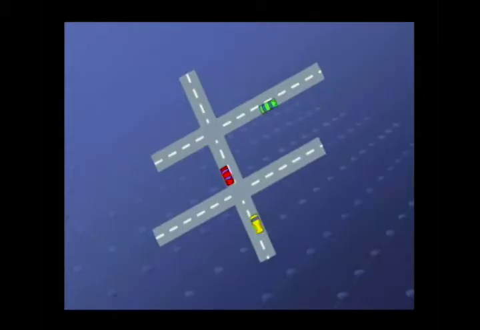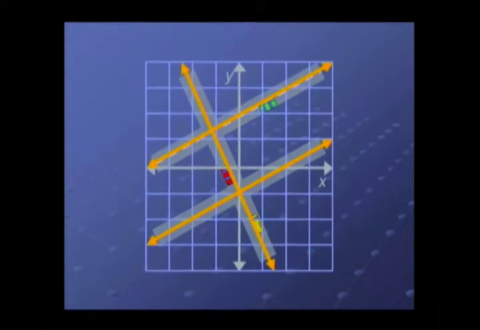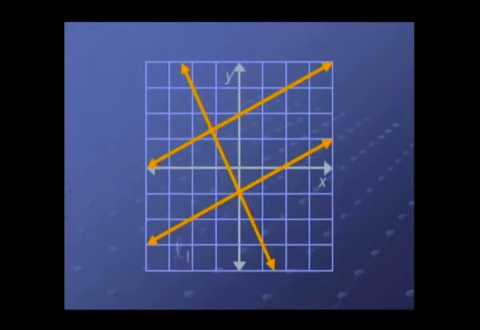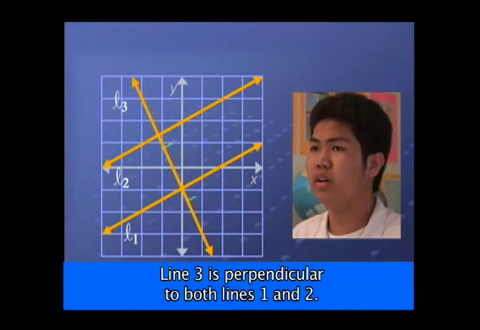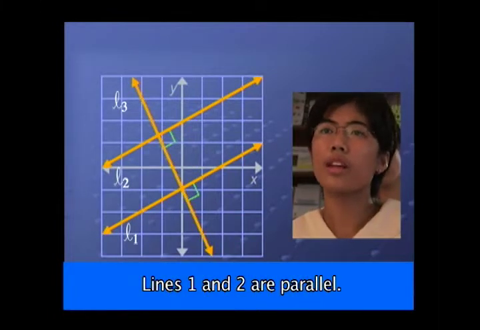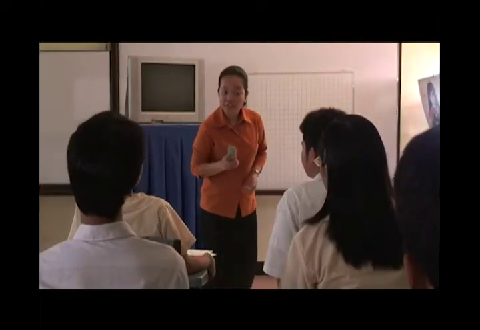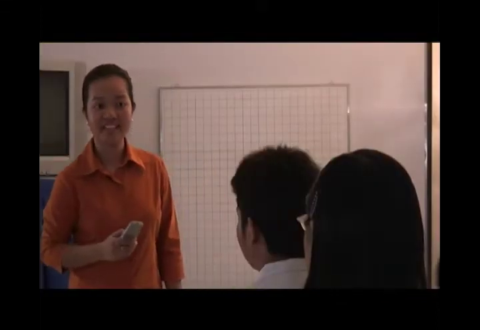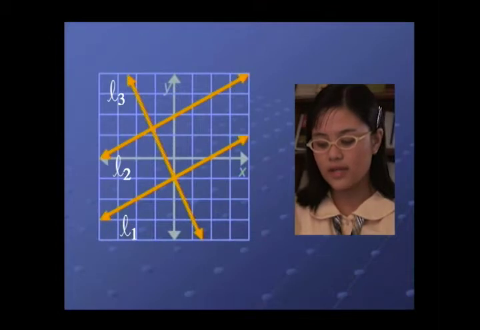Now, I've taken the liberty of representing these streets as lines on the coordinate plane. Which lines are perpendicular and which ones are parallel? Ma'am, line 3 is perpendicular to both lines 1 and 2. And lines 1 and 2 are parallel. You're both correct. Now, could someone give me the equation of each line? Let me try, ma'am. Okay, go ahead. Let's see. Line 1 has a slope of 1/2 and intersects the y-axis at (0, -1). So, the equation of line 1 is y = 1/2 x - 1.